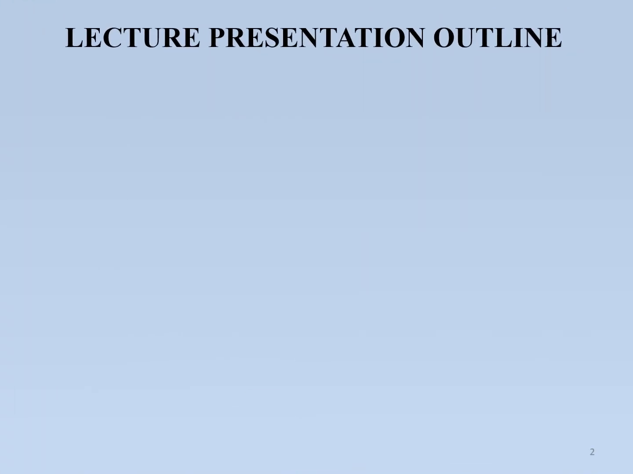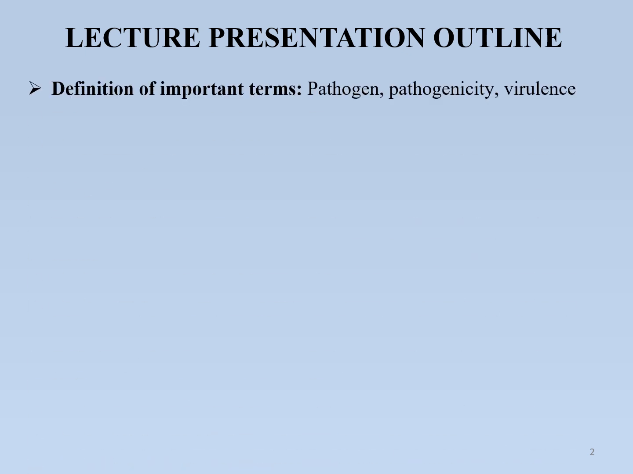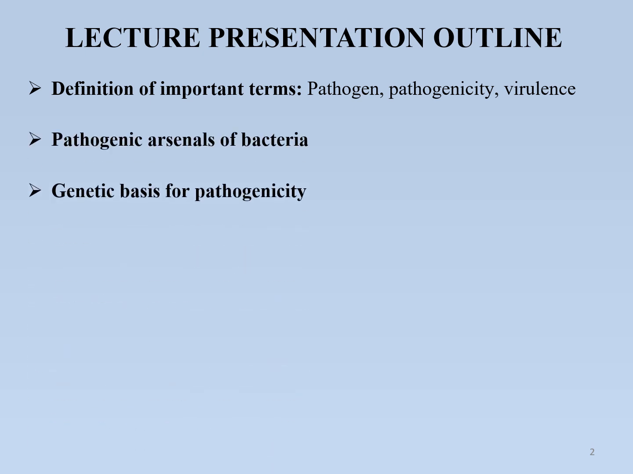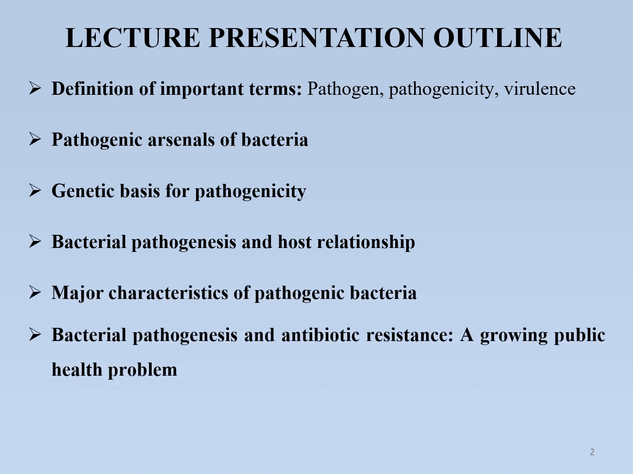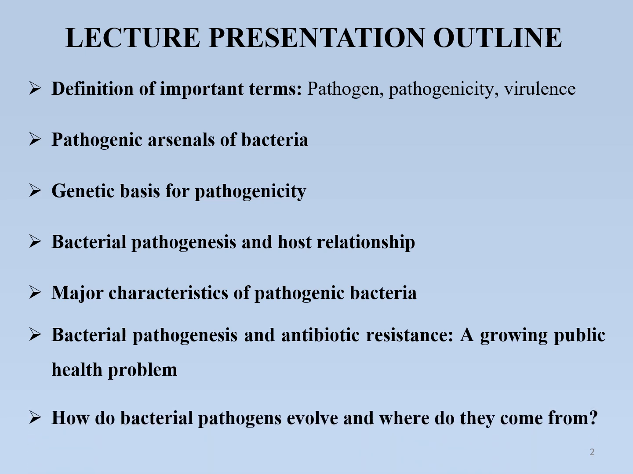Here is my lecture presentation outline. I'll be defining some important terms: pathogen, pathogenicity, virulence, and I'll also be talking about pathogenic arsenals of bacteria, genetic basis for pathogenicity, bacteria pathogenesis and host relationship, major characteristics of pathogenic bacteria, bacteria pathogenesis and antimicrobial resistance, which is actually a growing and trending public health problem today. I also talk about how bacterial pathogens evolve and where they actually come from.